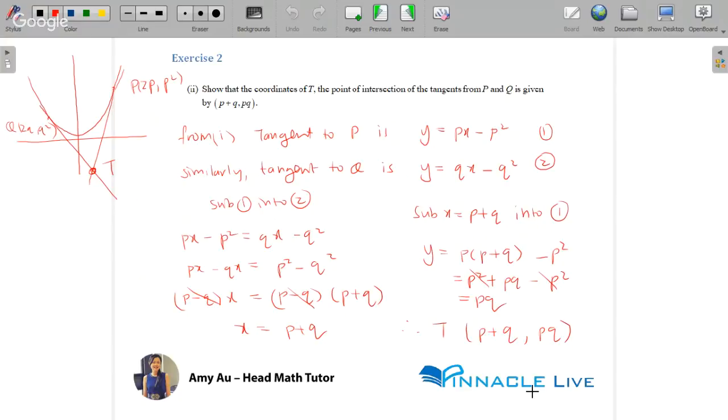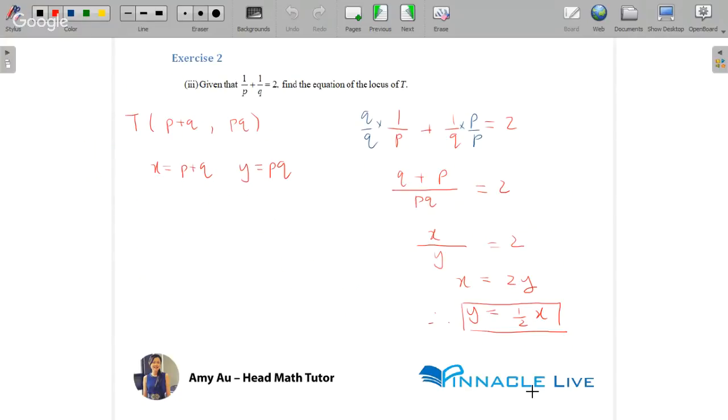And then finally, to find the locus, meaning eliminate the parameters, get rid of your P's and Q's. How do we do that? Very simple. X is P plus Q, Y is PQ. Use the condition they've given you here and just sub it into the condition and you'll get the result. And that's it.